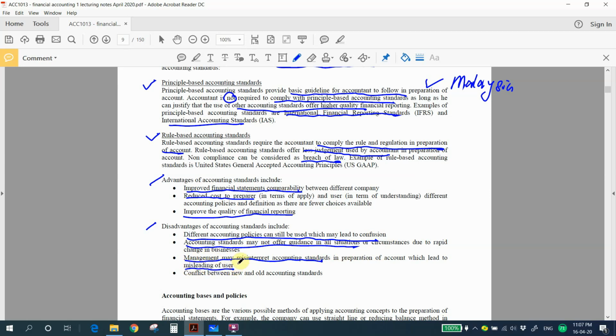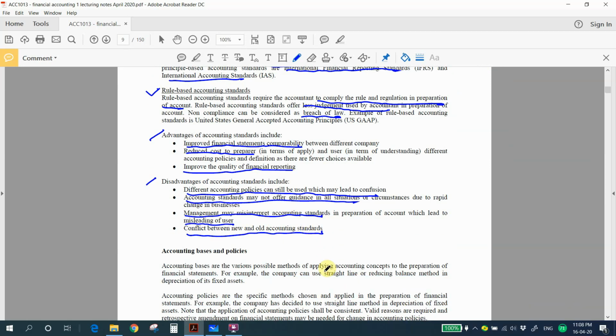Accounting standard is a set of documents. So when the accountant or the management interprets the accounting standard wrongly, they may prepare the account accordingly. So this set of account may mislead the user. And next, conflict between new and old accounting standard. Accounting standard setters will keep developing new standards to overcome the current situation. So sometimes the old accounting standard and a new accounting standard may conflict with each other.